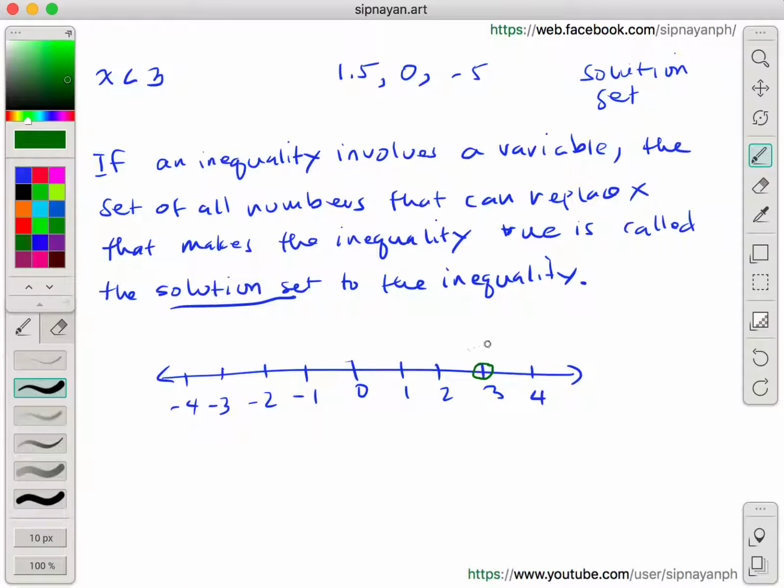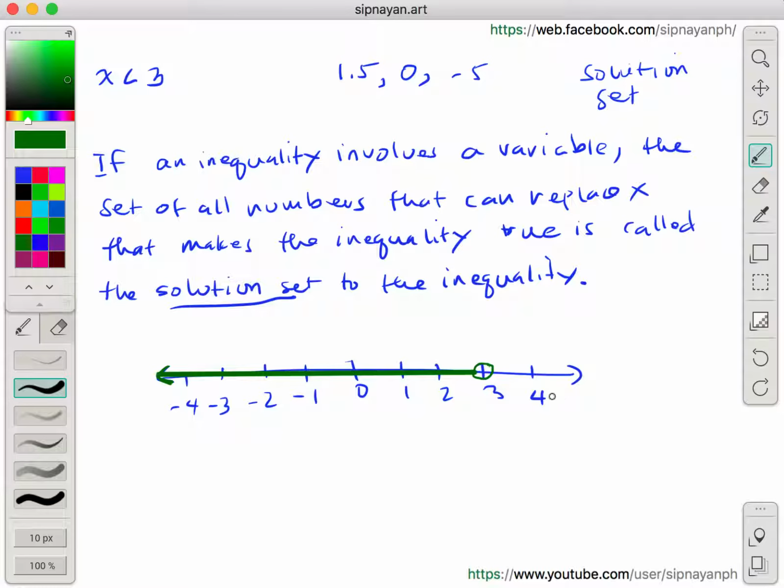And then, we graph by lalagyan natin ng linya dun sa lahat ng mga kasama na numbers. So, this is the solution set. Yan yung graph mismo ng x is less than 3.